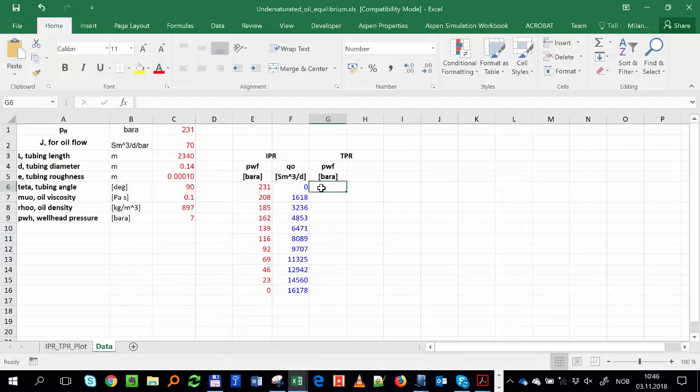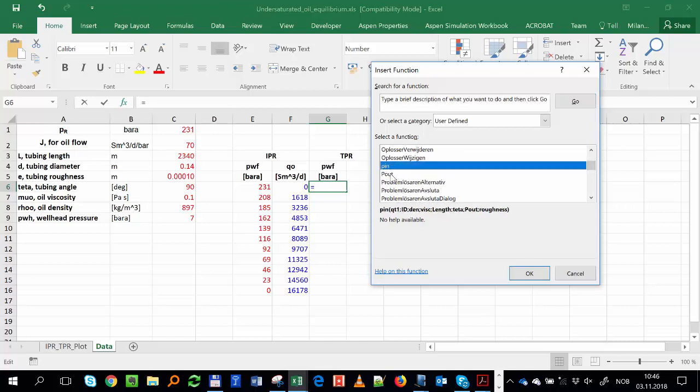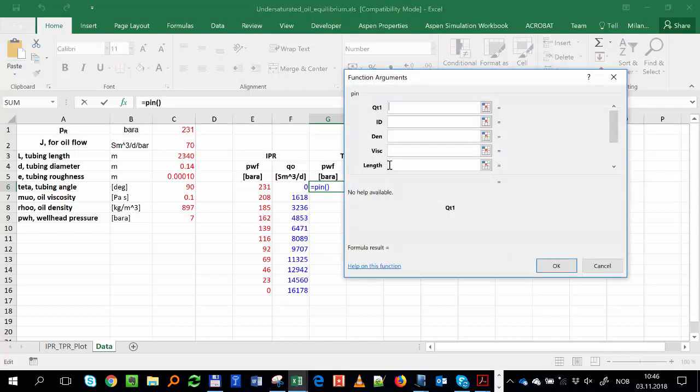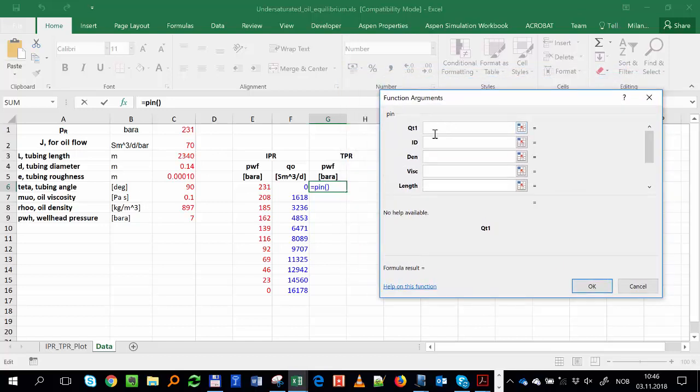Okay, so let's go here, equal, or we call function, user defined, P in. Okay, P in or P out. Be careful. We are going to use P in. And P in requires a bunch of things, okay? First, it requires the rate. Okay, the rate, we are going to use the same rate as for the IPR.